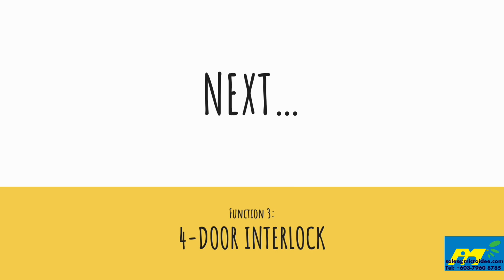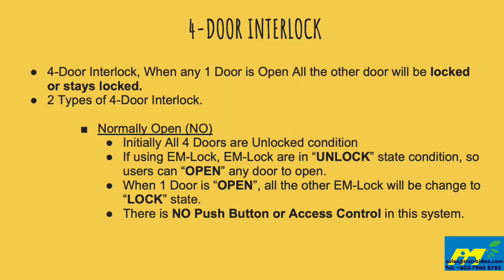With two-door interlock function, we already have a better understanding of how an interlock works. So let's see how we can achieve a four-door interlock system. As you can see, since the IO board has 4 inputs, by making all the inputs door sensors, we are able to make it into a 4-door interlock.